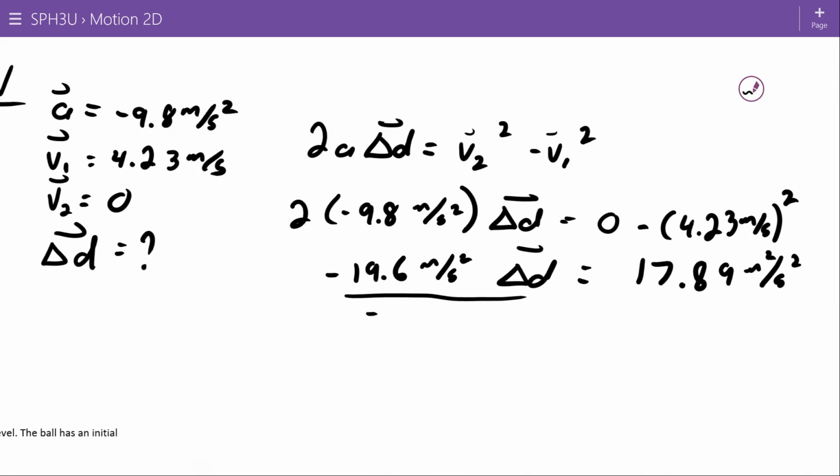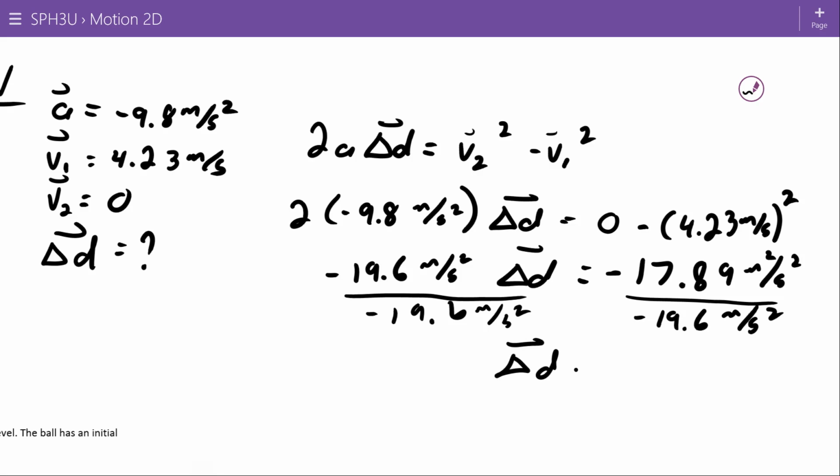And if I divide both sides by negative 19.6, careful here, again, we talked about this in the earlier unit, this negative is outside of the brackets, and so when we do that square, we don't square it away. So we can see that the rock is going to travel an additional 0.913, or just a little bit less than a meter, further than its initial height.